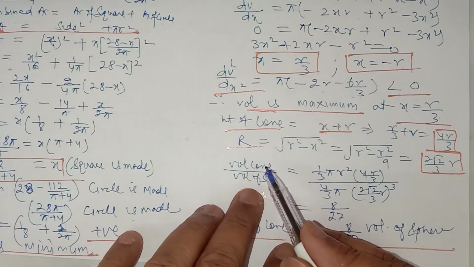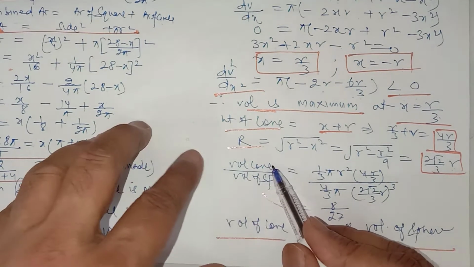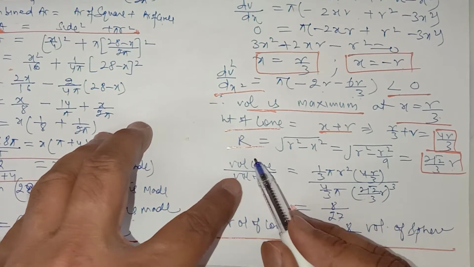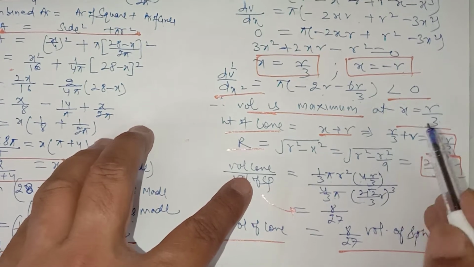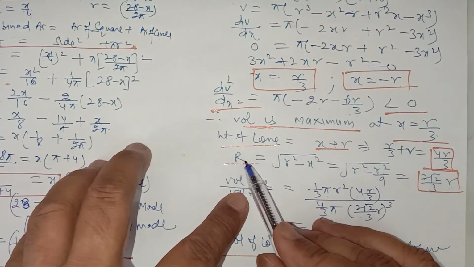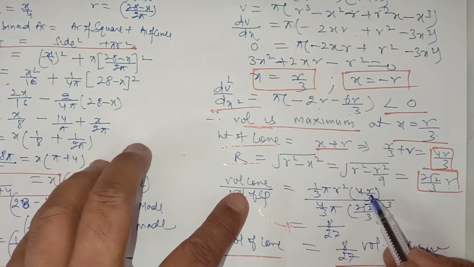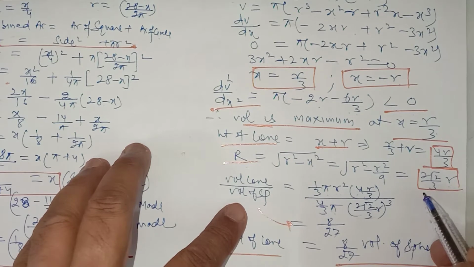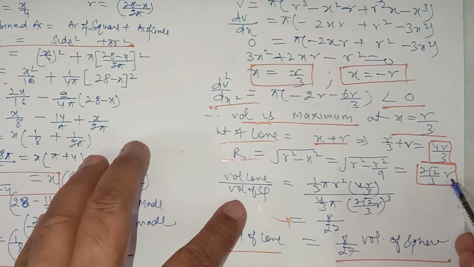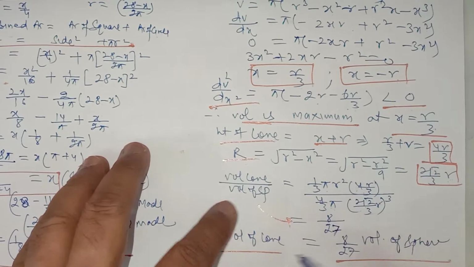Now you have to find the ratio of the volume of the cone upon the volume of the sphere, because you have to show that the volume of the cone is 8 upon 27 the volume of the sphere. The volume of the cone is 1 upon 3 pi R square h, where h is 4r upon 3. This is the radius of the cone. The volume of the sphere is 4 upon 3 pi r cube, and the value of R is 2 root 2 upon 3 r, whole cube. When you simplify it, it will be 8 upon 27. So the volume of the cone is equal to 8 upon 27 the volume of the sphere.